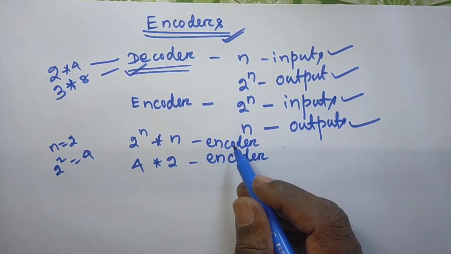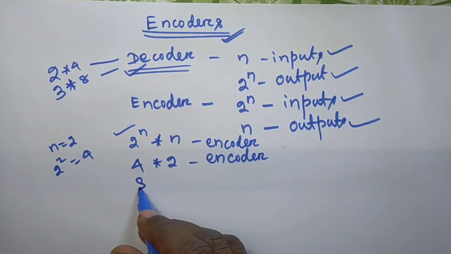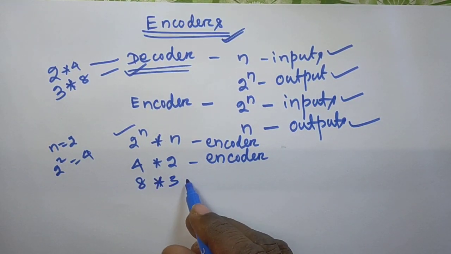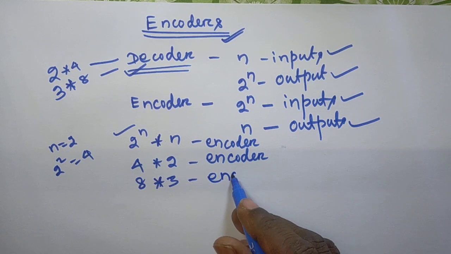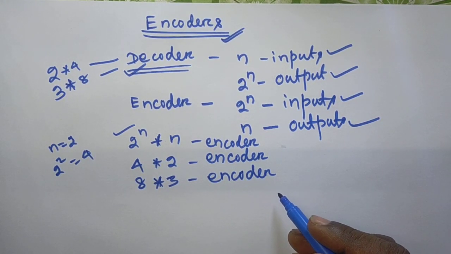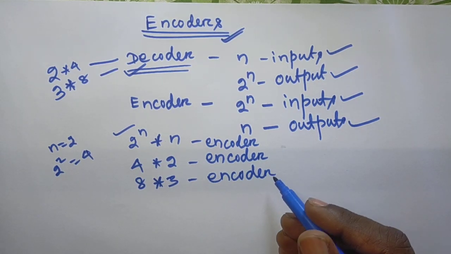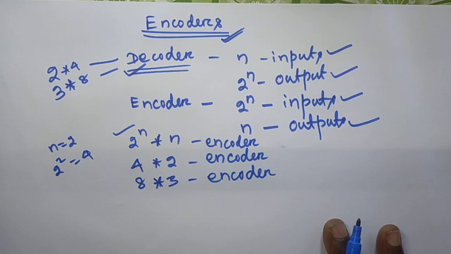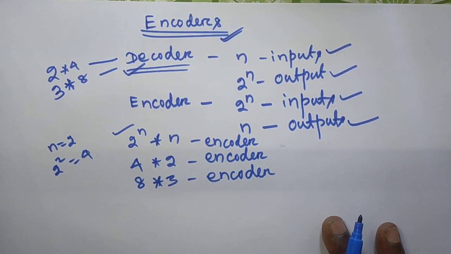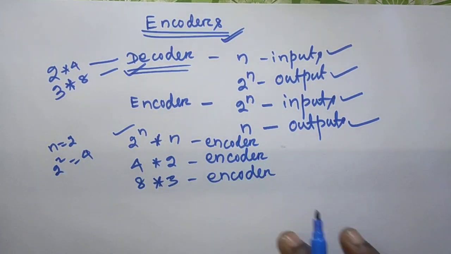The format of this encoder will be like this. Similarly, we can write an 8 into 3 encoder. So we can create different names and call this kind of encoder by them. Whenever we consider an encoder, in a very simple way we consider it as the inverse of a decoder.